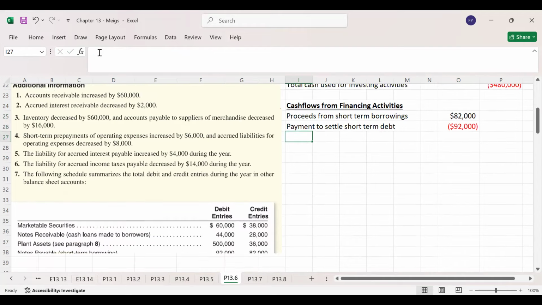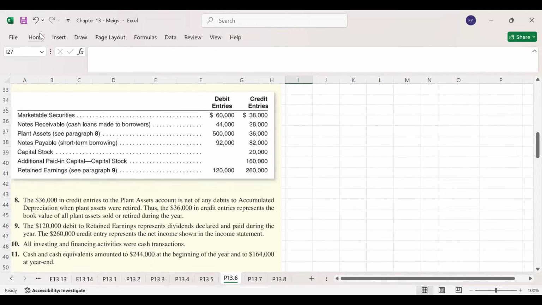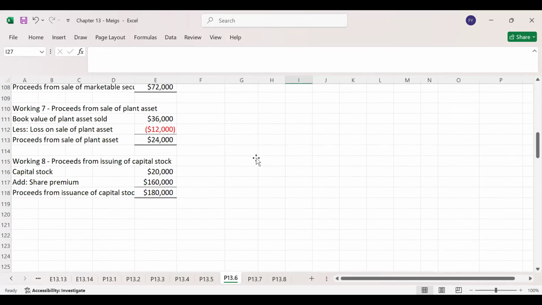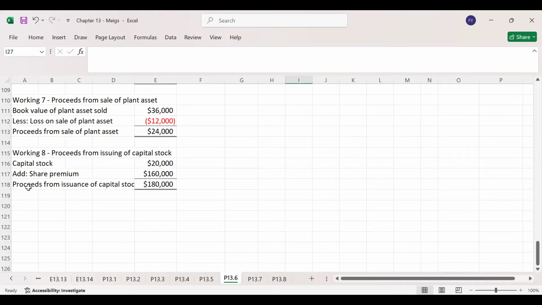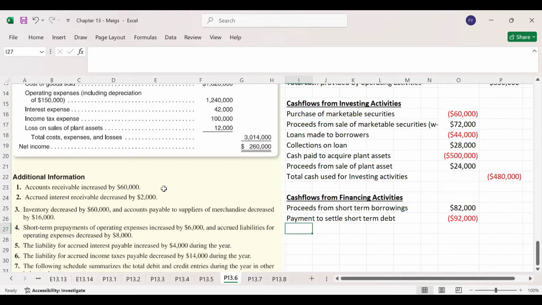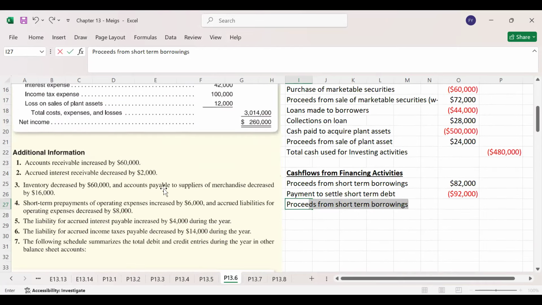And then you can also see that we have ordinary shares. Capital stock is on the credit side, and this is the capital stock plus the share premium on that capital stock. For this we have already calculated proceeds from the issuance of capital stock, which is $180,000. So what we are going to do next, proceeds from issuance of capital stock, and the calculation is in working 8.